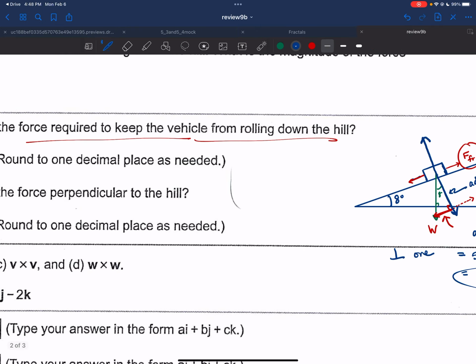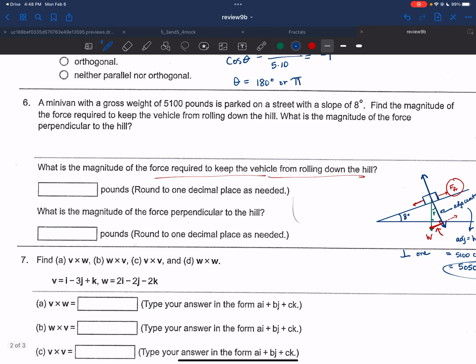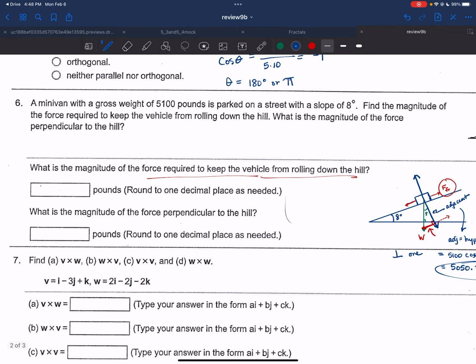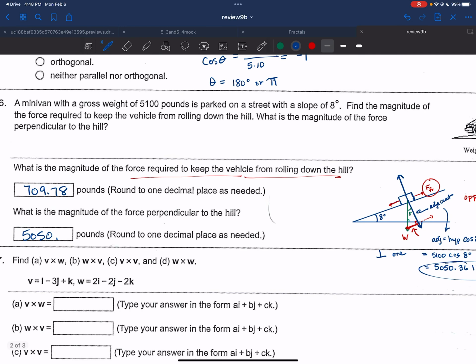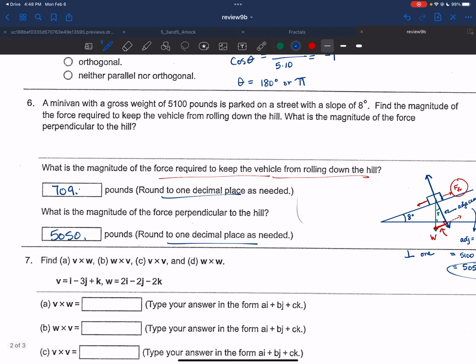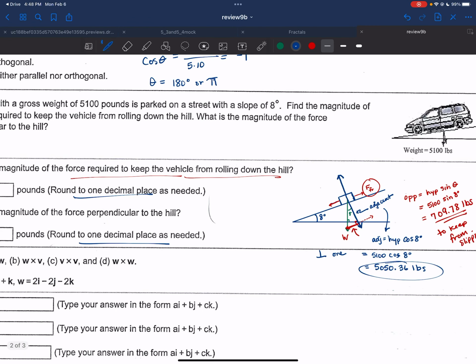Let's go ahead and put these in. Magnitude of force perpendicular to the hill. So 709.78, and 5050.36. Round to 1 decimal place. Well, it would be helpful if I read the directions, right? Let's go ahead and round to 1 decimal. That would be 0.78, that'd be 0.8. And 0.36 would be 0.4.